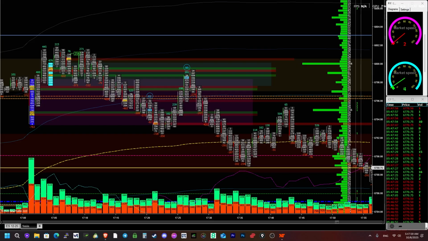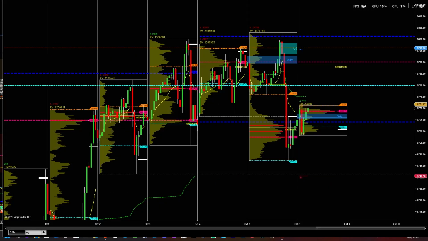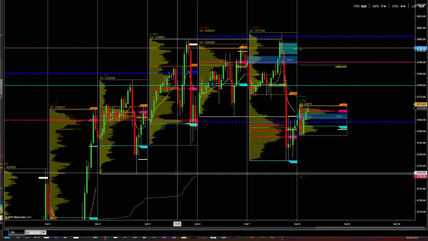So in this video, I'm going to talk about day traders and intraday traders. So let's get into it. First, I'm going to talk about the bias of the day. So let me bring the volume profile chart. So this is volume profile chart for S&P 500, and this is hourly time frame.